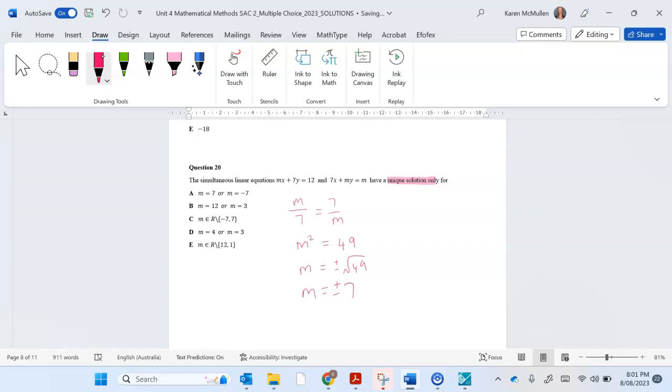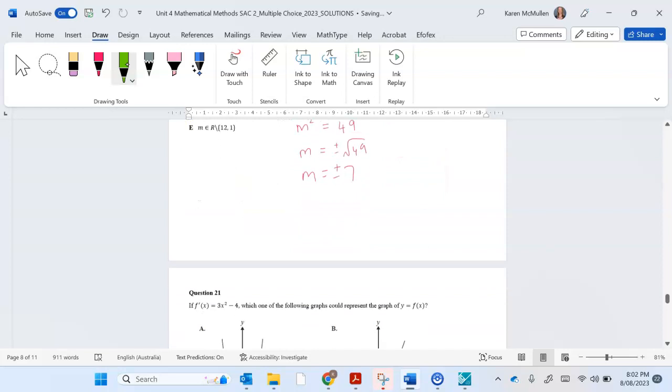All right, so if m was equal to 7 or negative 7, we're going to have the same gradient. So it can be absolutely anything other than 7 or negative 7. So our answer for that one is C. It can be anything other than 7 or negative 7, because when it's 7 or negative 7, you're going to have the same gradient.